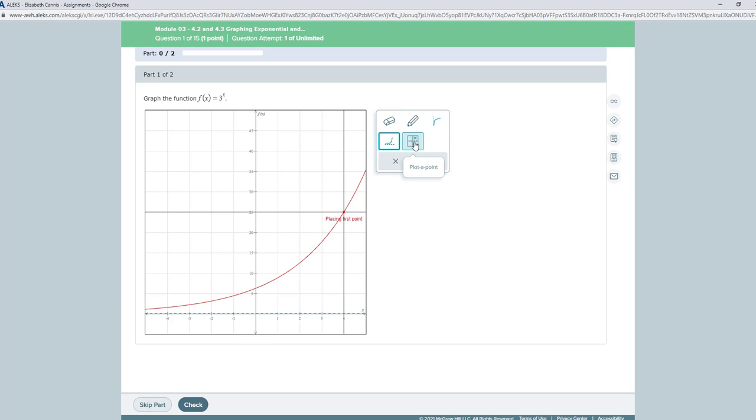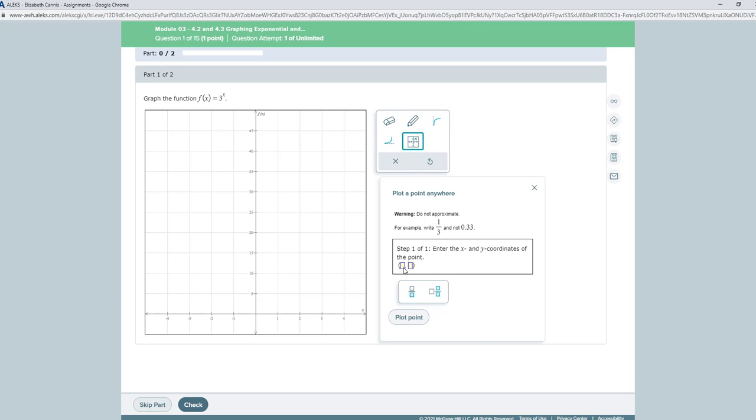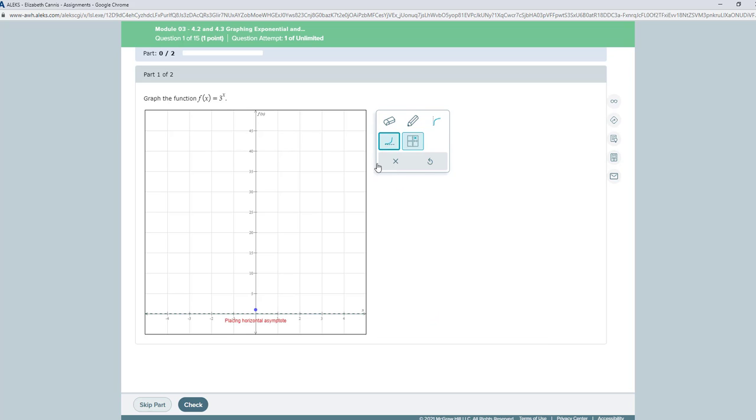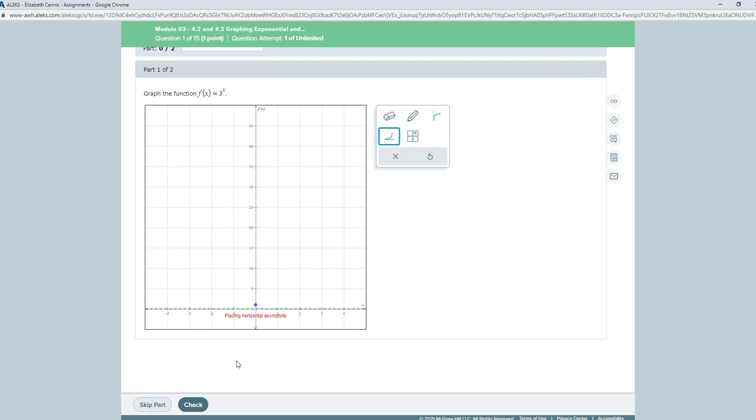So I go over here to my tools, and it says plot a point, and I'm going to put in (0, 1). When x was 0, 3 to the 0 would be 1, so I plotted that point. If I go back to my exponential function, it makes me replace that horizontal asymptote, so I want to make sure that I do that. And that's right there on the x-axis. You've got to move your mouse around a bit. And then plot the first point. So I'm going to plot at that (0, 1). And then it wants a second point.